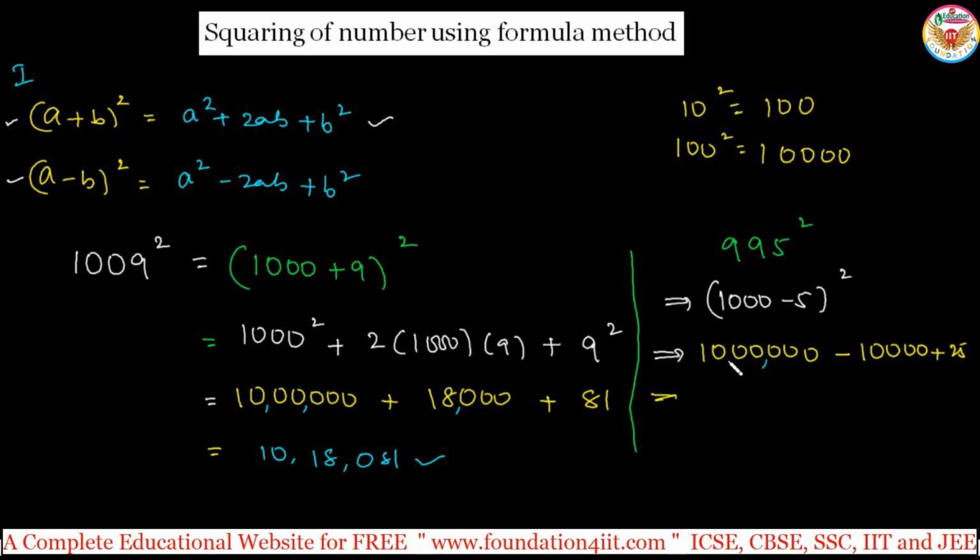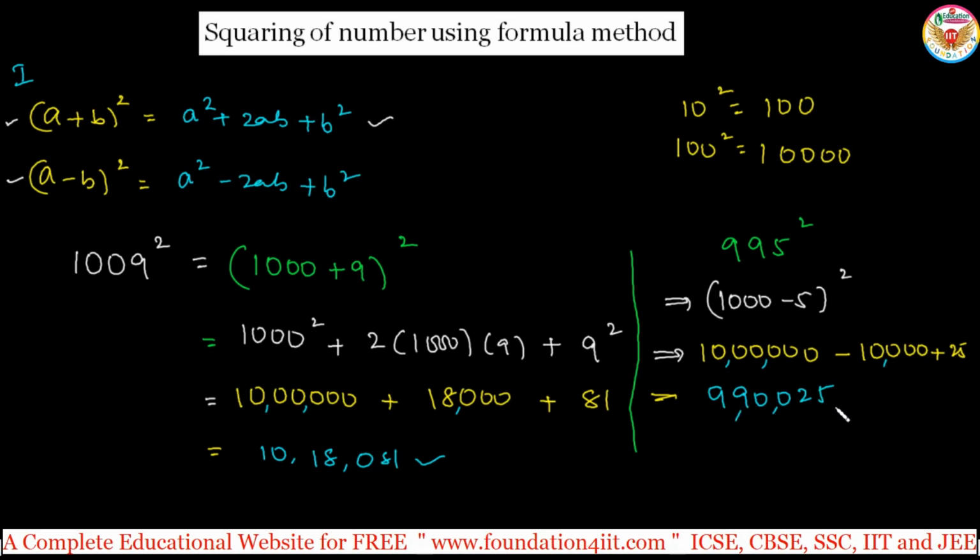Without taking it lengthy, 10 lakhs minus 10,000 is 9 lakhs 90,000. Then the 25 you have to add. So the answer is 990025.